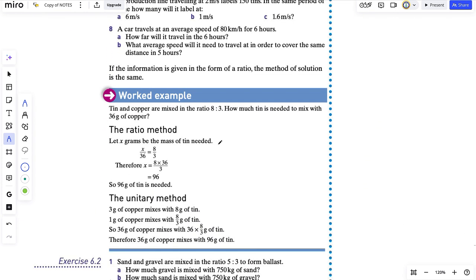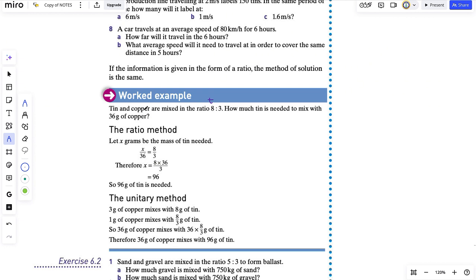Now let's take a look at another example. A few more examples. You say tin and copper. These are elements, mixed in the ratio of 8 to 3. So they've given you the ratio, and we're going to use the ratio method. You already have tin, the one that comes first, so take the first ratio.